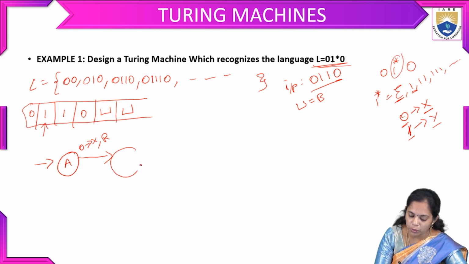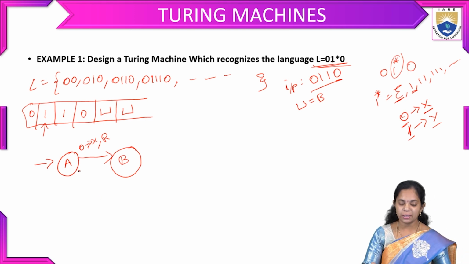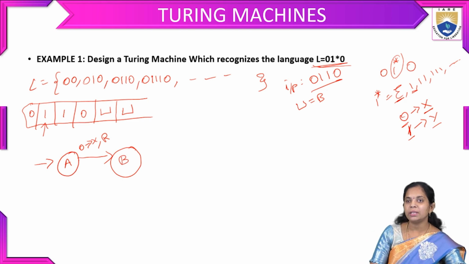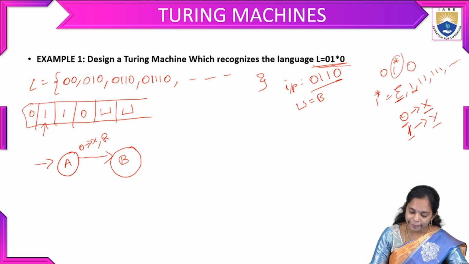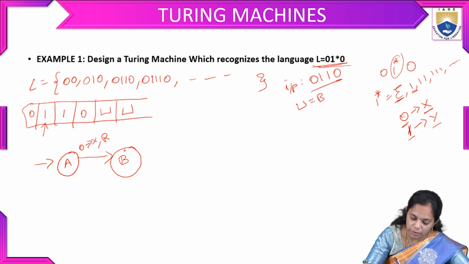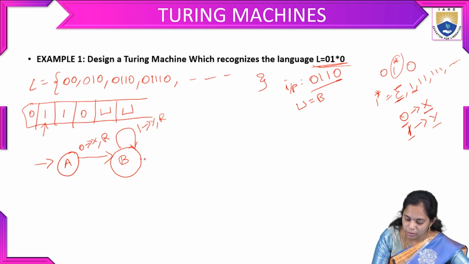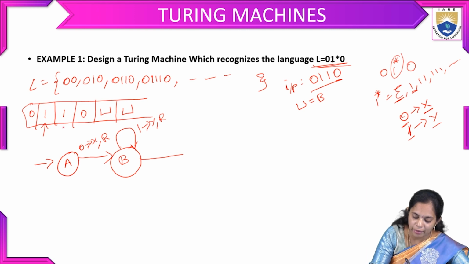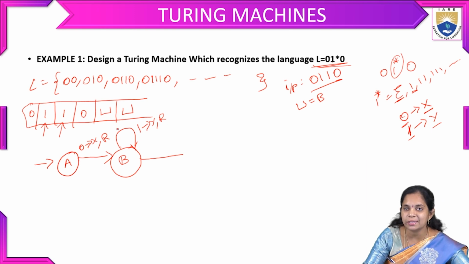And here we need to move to another state, that is nothing but the B state. In the B state, if there are ones, we have to replace them. So here, if a 1 is there, the 1 is replaced with Y and we move to the right. Again a 1 is there, so we will repeat this same step until we find the 0.